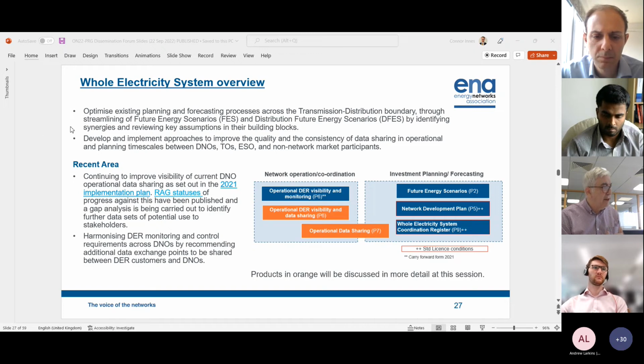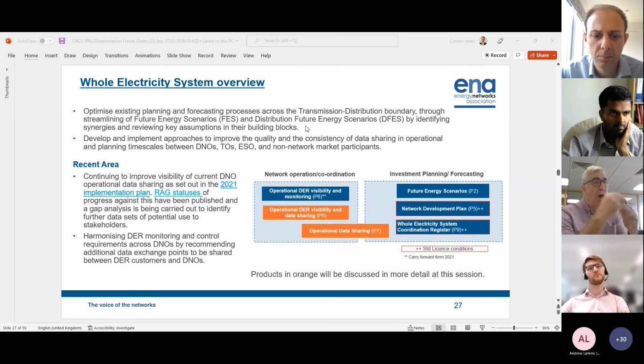That work has developed a common framework and building blocks, and it links in quite closely with the framework that National Grid ESO use for their future energy scenarios work. So that work has been going on for a number of years, and each year we're reviewing those building blocks and the interface with National Grid to look for improvements on the data that we're sharing.